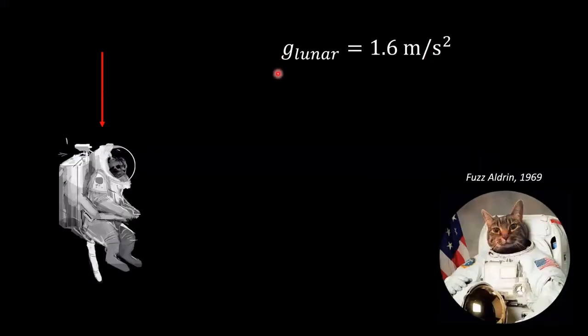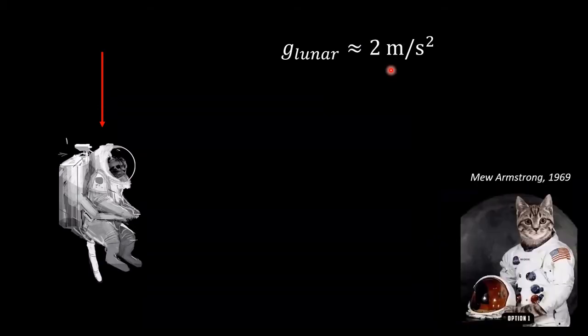So on the surface of the moon, the free fall acceleration is much lower. It's something like 1.6 meters per second squared. We've got famous kitty astronaut in the corner here, Fuzz Aldrin. I believe he did most of his missions back in 1969. Let's make this number easier to deal with. So we'll just round it to 2 meters per second per second. That's grossly approximate, but it works. Fuzz's buddy, Mew Armstrong over here.